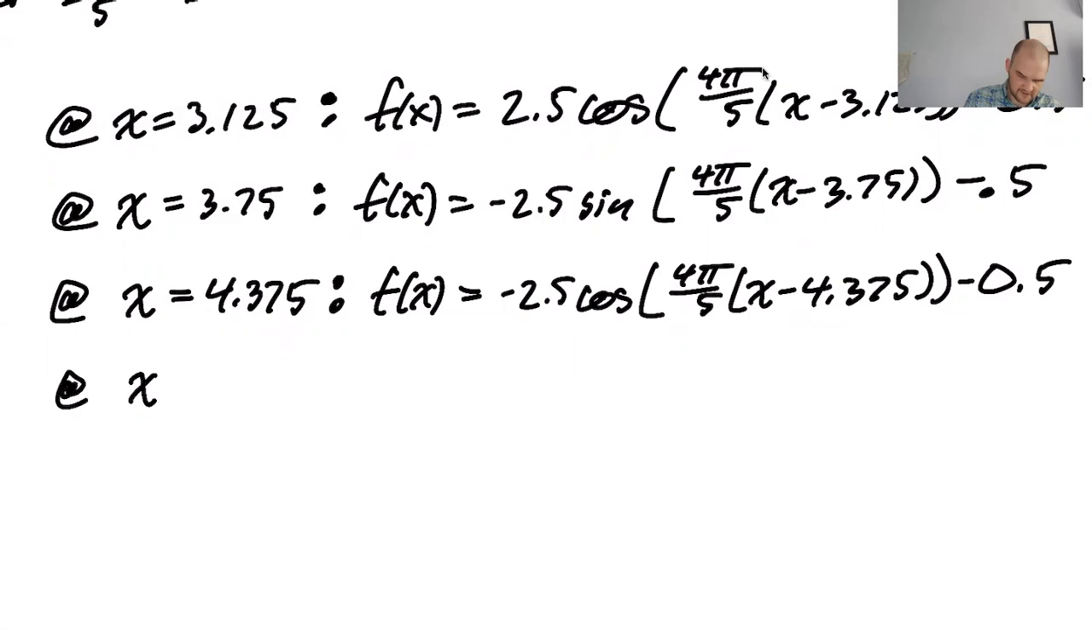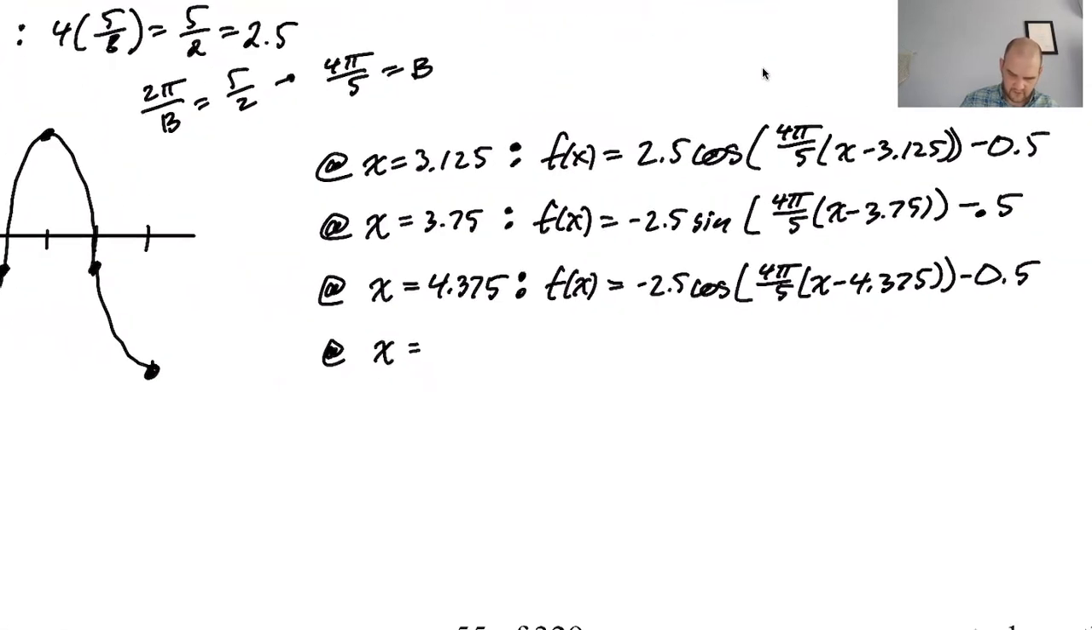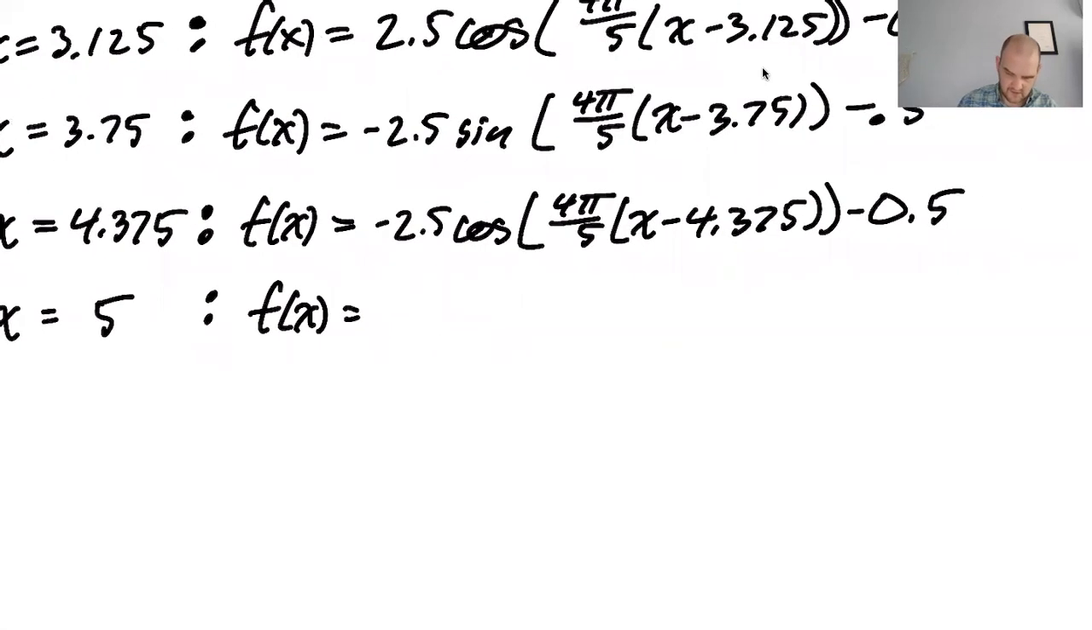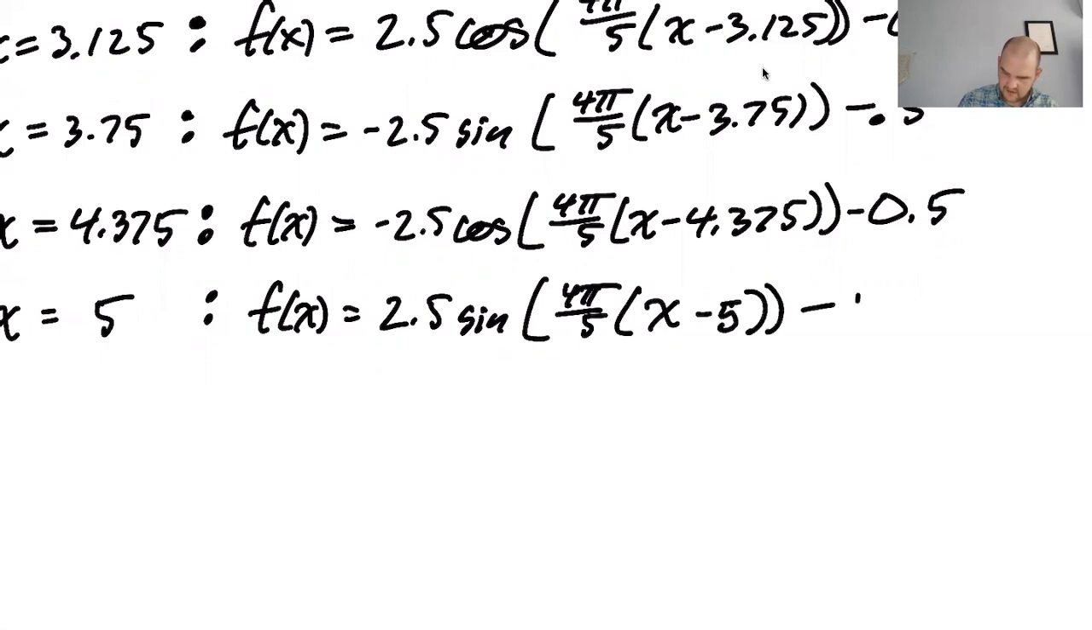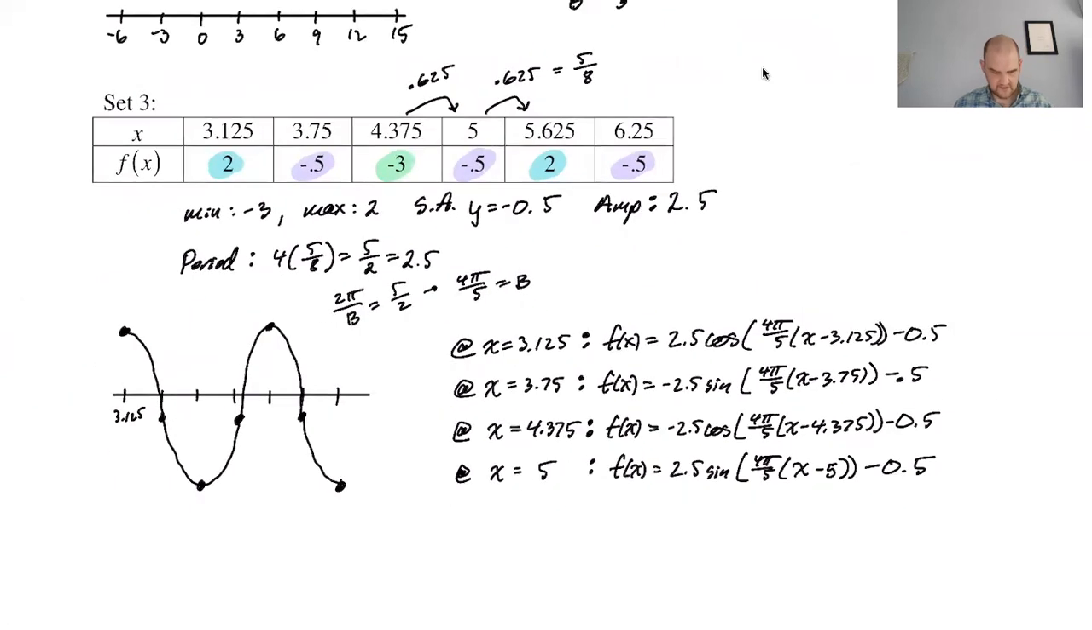So the next one is, I don't remember what I'm adding even anymore. Is it just 5? It is just 5. Woo! 5. All right, f of x is going to be, negative cosine. So your minimum, intercept, then you're going to go intercept, maximum, that's positive sine. So it'll be 2.5 sine of 4 pi over 5, x minus 5, minus 0.5. And there you go. I am not going to check those.